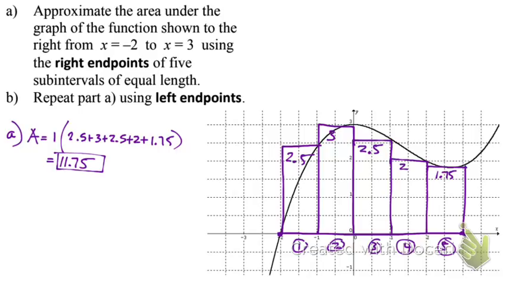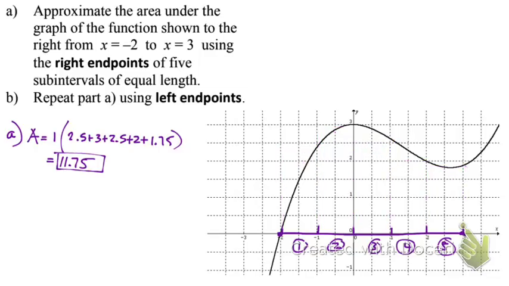All right, and then for part B, I got to come back here and erase these rectangles and do them again, but coming up from the left-hand side. So from the left-hand side at -2, that's a height of 0. Then we have this one. From the left, from the left, from the left, from the left, and there's our 5 rectangles. Notice the first one is a height of 0. This one has a height of about 2.5. This one has a height of 3, about 2.5. And this one has a height of about 2.